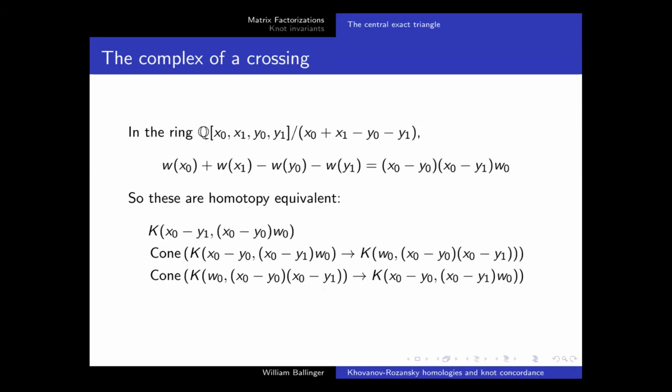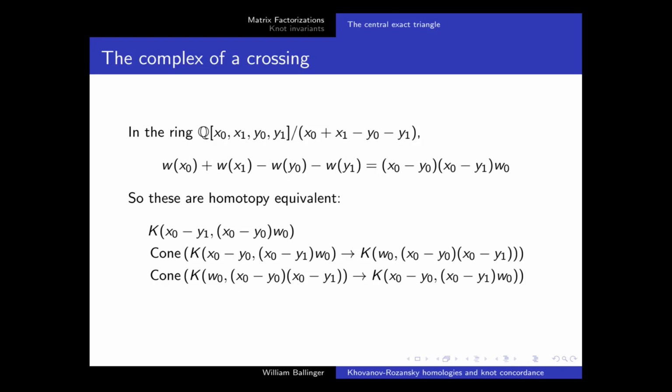So we're going to impose this relation that was first put in Rasmussen's formulation of this setup. And now the important thing is that with this relation imposed, W, from here on, is just some fixed polynomial in one variable. If you take W of x0 plus W of x1 minus W of y0 minus W of y1, this is divisible by x0 minus y0.